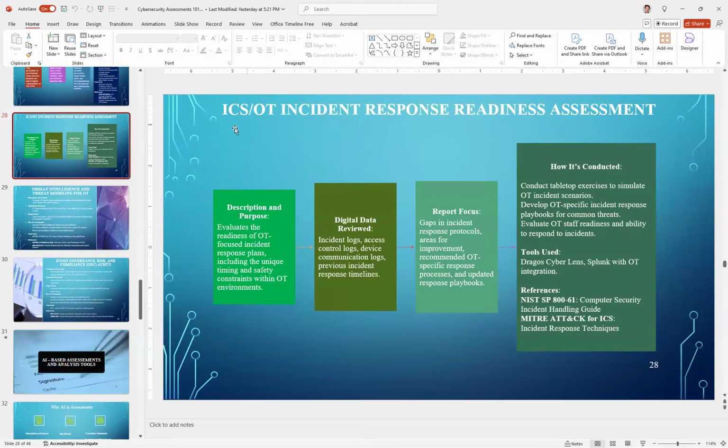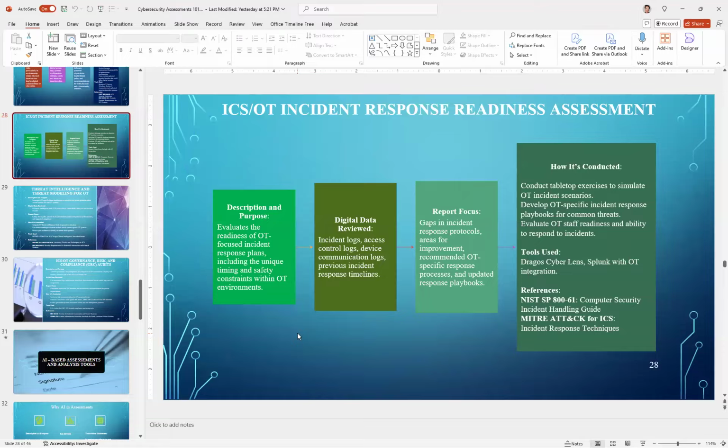Your ICS OT incident response readiness assessment, again, we're following the same track of description and purpose. This evaluates the readiness of OT-focused incident response plans, including the unique timing and safety constraints within OT environments. The data reviewed are incident logs, access control logs, device communication logs, and previous incident response timelines. The gaps in incident response protocols and areas for improvement are reported, along with recommended OT-specific response processes and updated response playbooks.